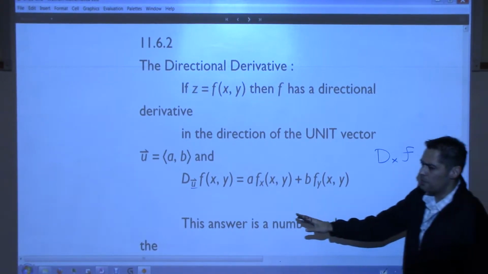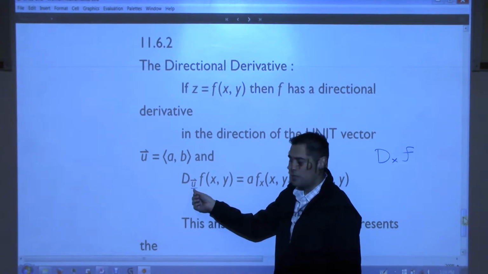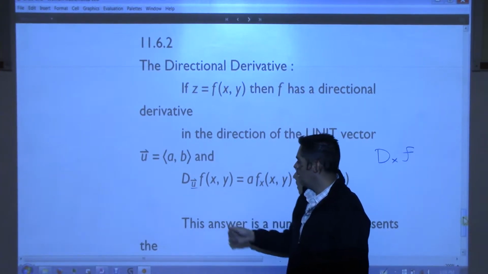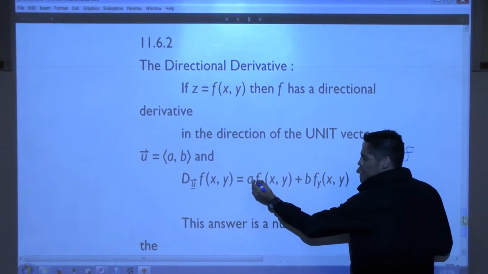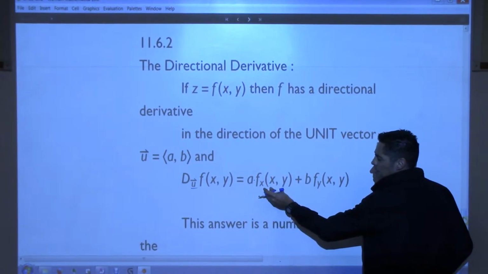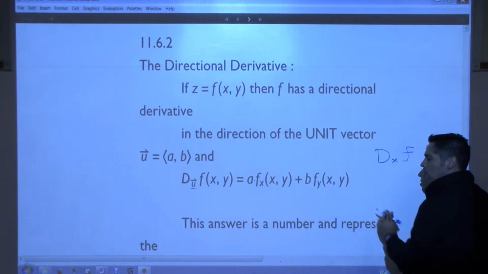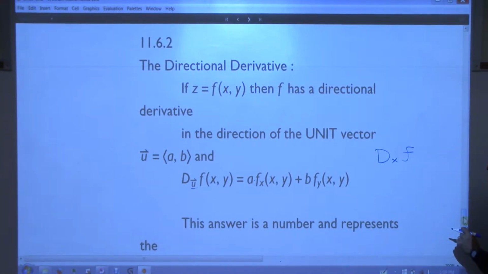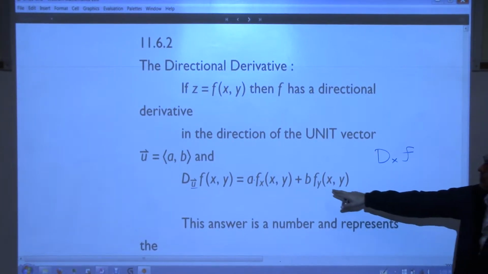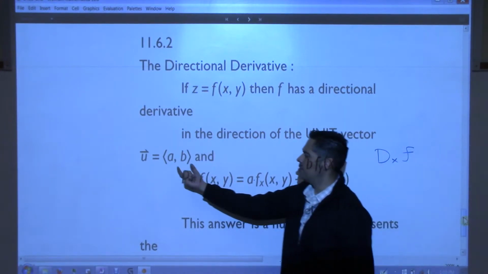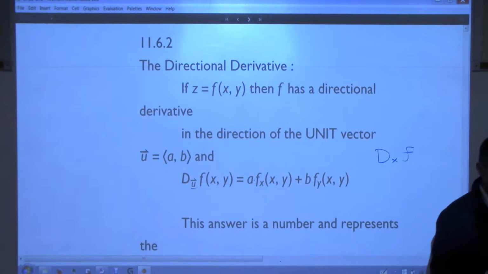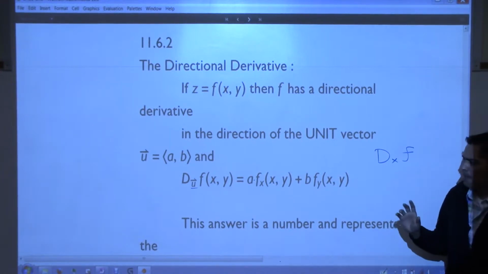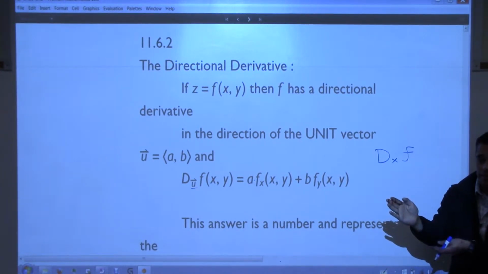This is telling us the direction is going to be u, which is going to be a vector. It will be equal to a times the partial of f with respect to x, plus b times the partial of f with respect to y, where a and b are the components of the vector in the direction we're pointing. So we just need to know what direction to point in.